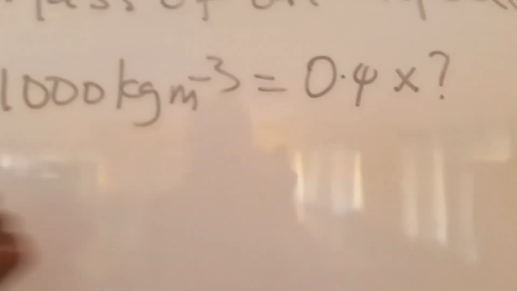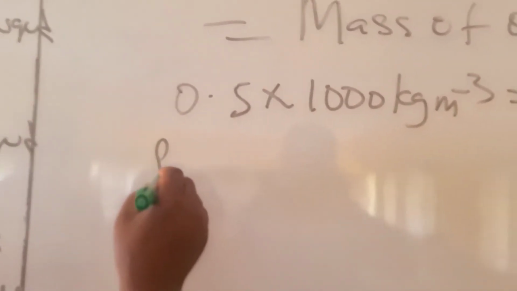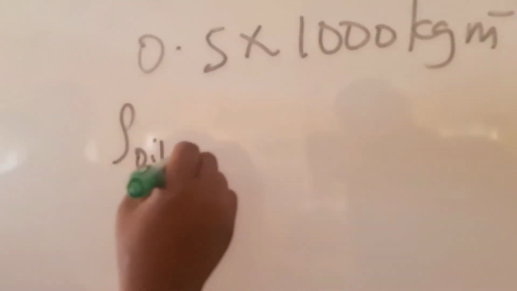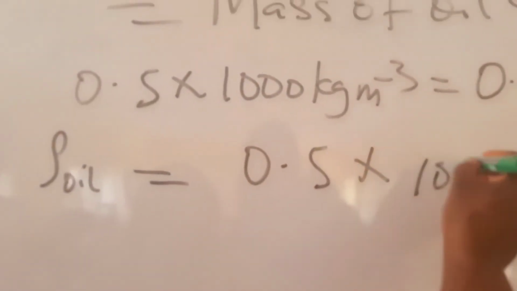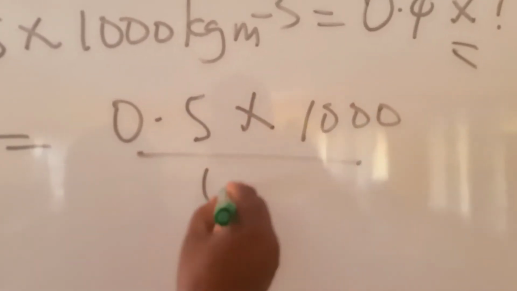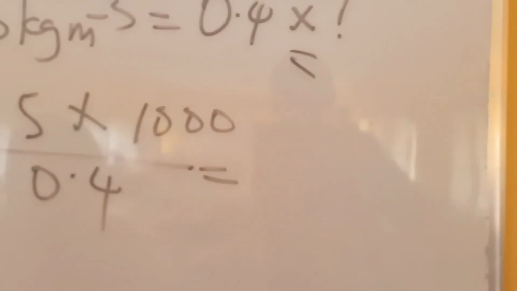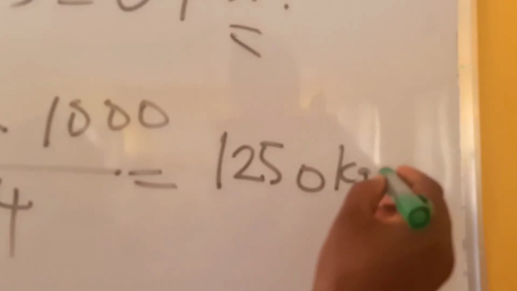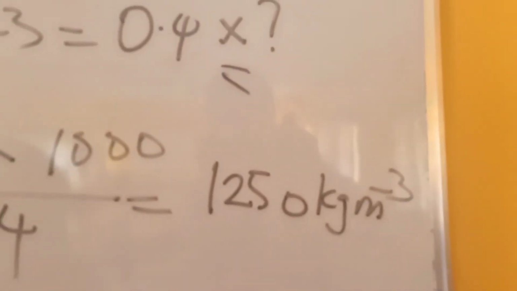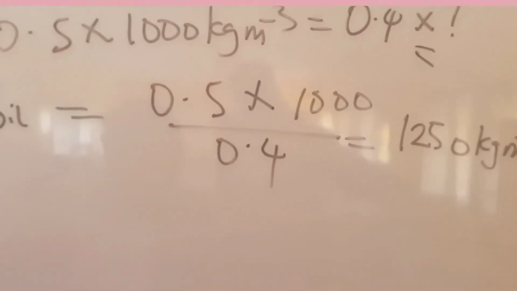So if we make rho, let's say the rho for oil, the subject of the formula, it will now give us 0.5 times 1000 all over 0.4. So we do our calculation, this will give us 1250 kilogram per cubic meter. The correct option here is option C.